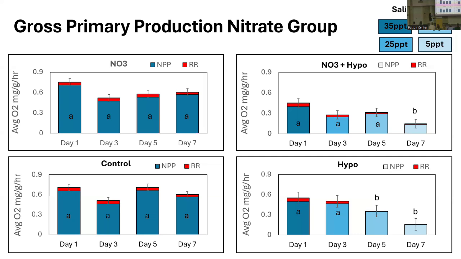So right here on day 7, you can barely see any red, right? That means the seaweed is no longer respiring as effectively as it was compared to the other treatments or even compared to day 1. So what does this mean? That means the seaweed is experiencing a significant amount of stress and it's not having a good time, basically.